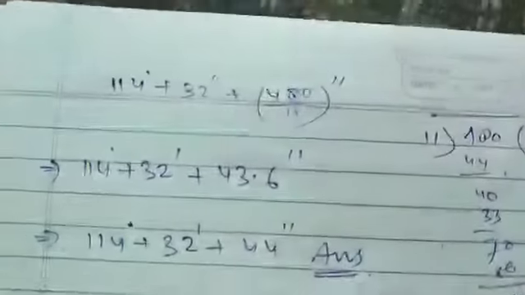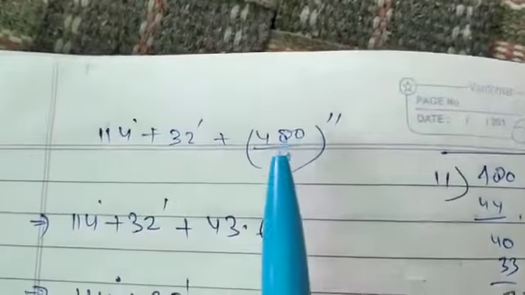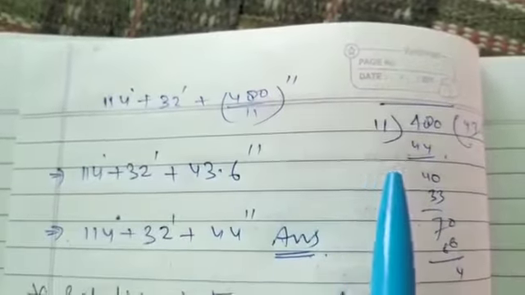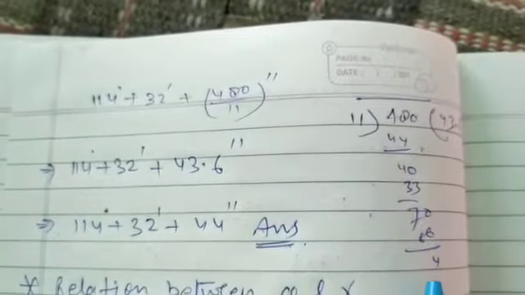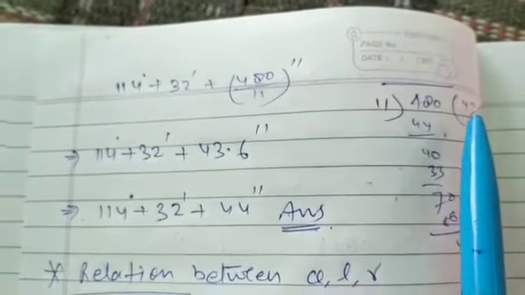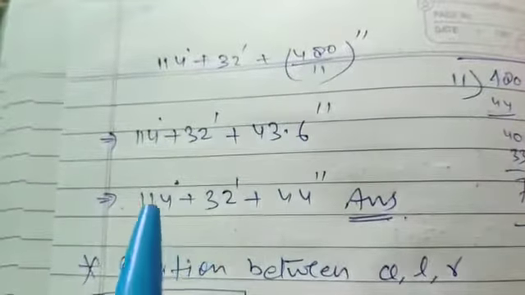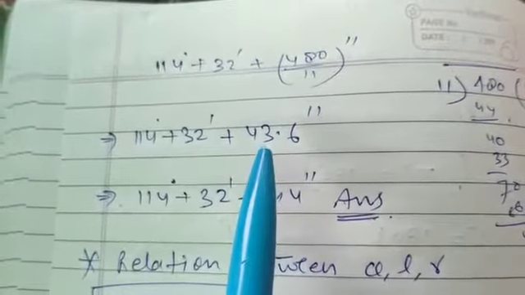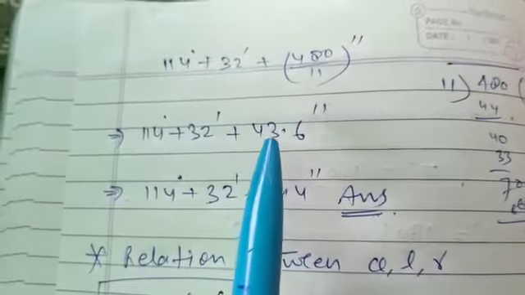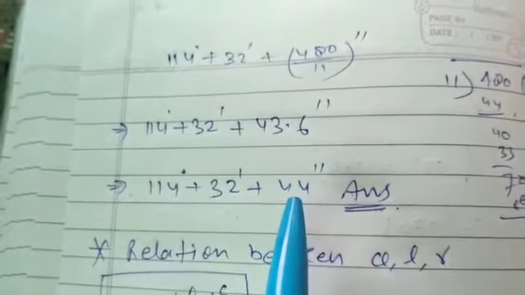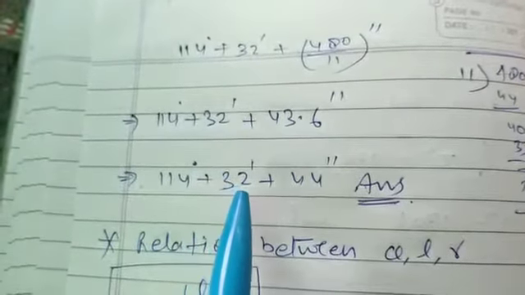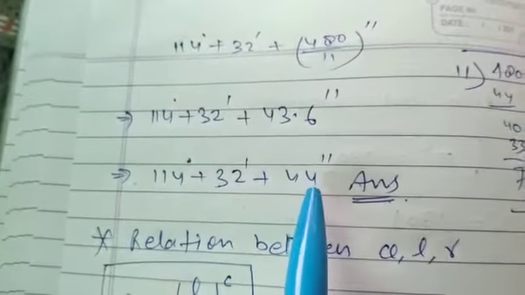And the next step, now again we have to perform long division method. So divide this like this. Now here we have to divide completely. 43.6 will be our quotient. So 43.6 can be written in round off figure as 44 seconds. So here is the final answer: 114 degree, 32 minute and 44 seconds.